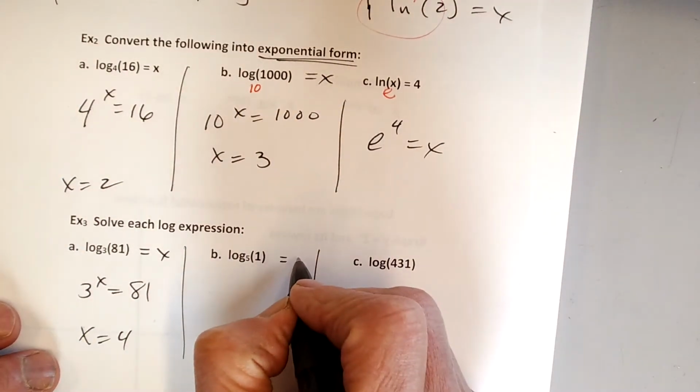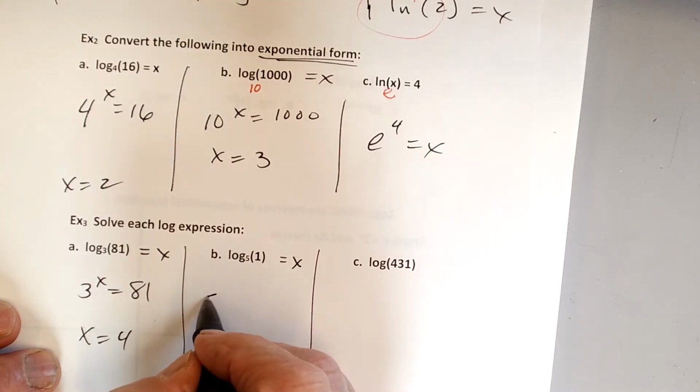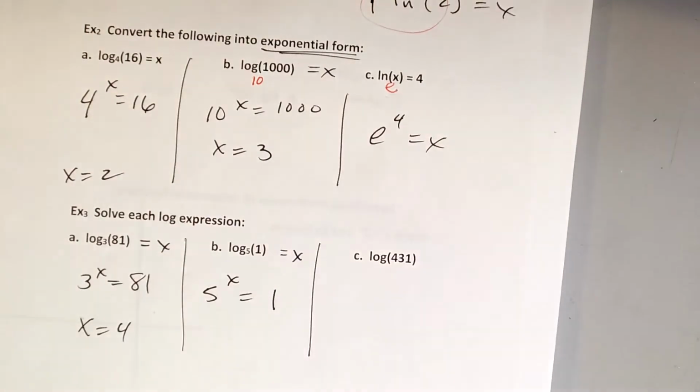So this is the same as 5 to the x equals 1. All right? Anybody know what x should be?